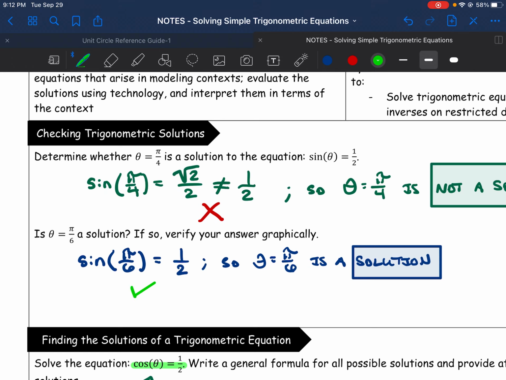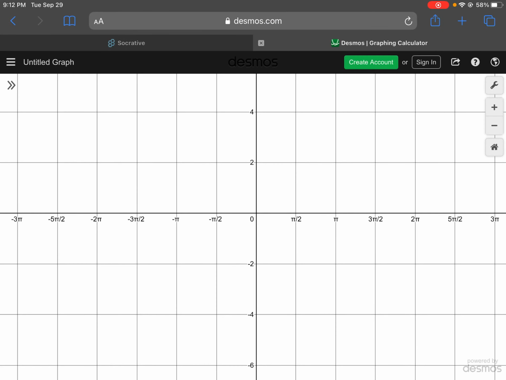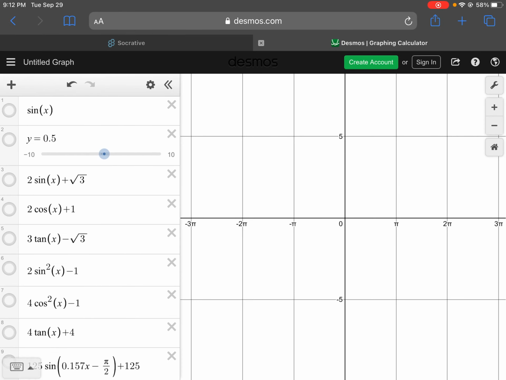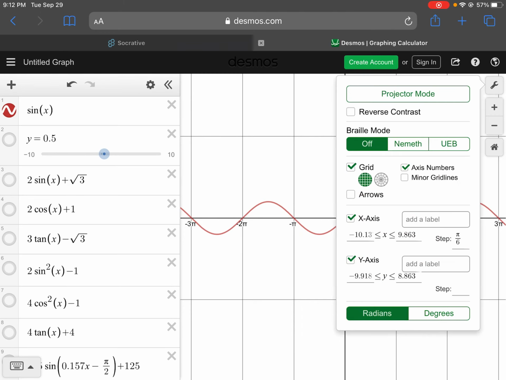Now, how can we verify that graphically? Well, the nice thing is, with Desmos or a graphing calculator, we can graph y equals sine of theta, and we can check for what angles the y value would be 1/2. So if we hop on over here to Desmos, I've gone ahead and put in y equals sine of x. Notice I've also changed my step to pi over 6. You can change it to pi over 4. I just chose pi over 6 here.